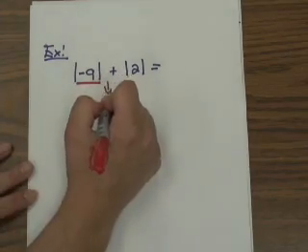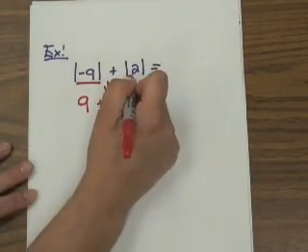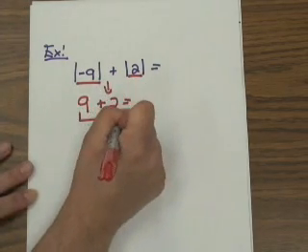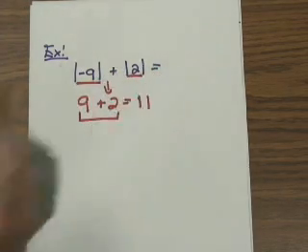You're going to bring down your plus sign, and the absolute value of 2. How far away from 0 is 2? It's 2 places away from 0. Simplify in the end to get 11. So that was a simple one.